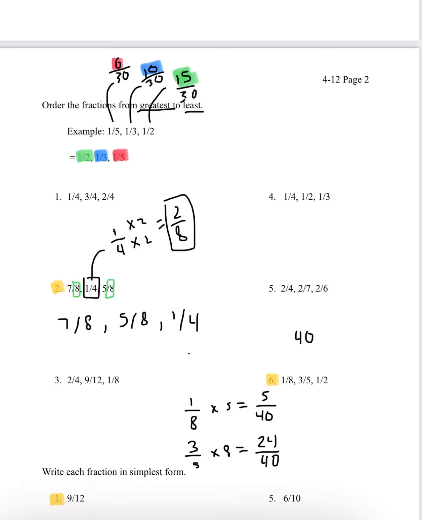Lastly, 1 over 2. 2 can go into 40 20 times. 1 times 20 is 20. And 2 times 20 is 40. So clearly we see here that 24 is the biggest number. So we're going to write 3 over 5 first, because that's our greatest number. Then 20 is greater than 5 after that, so 1 over 2. And our least number is going to be the 5, which is 1 over 8. That's our answer.